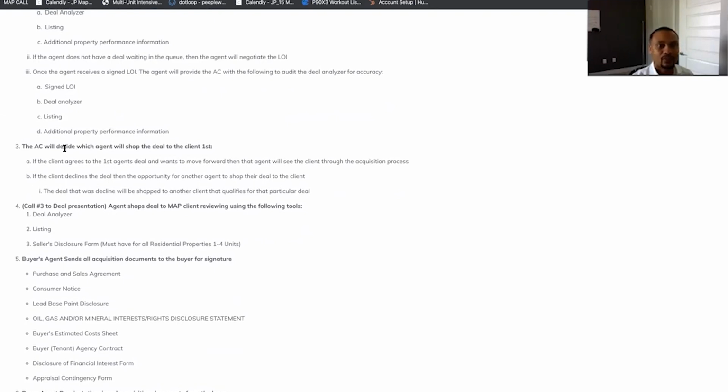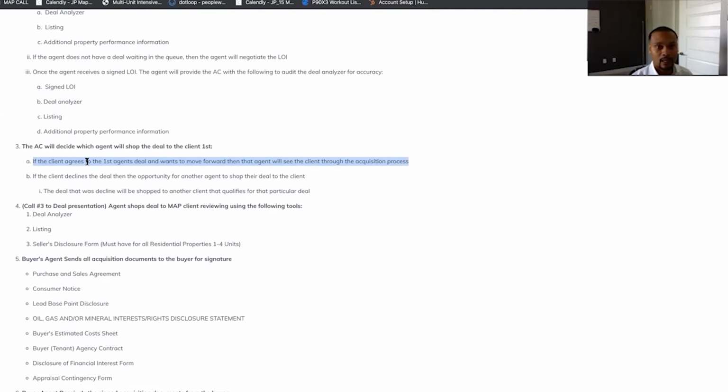Okay, so if the client agrees to the first agent's deal and wants to move forward, then that agent will see the client through the accuracy process, meaning, as I shared, we have multiple MAP agents who want to do business with our MAP clients. So they're all going to be in a feeding frenzy, finding deals, negotiating them, and presenting them. Now, we're going to have the AC be that layer of protection to the MAP client to field the deals, make sure they are good deals, that is done accurately, and they present you with the deal.